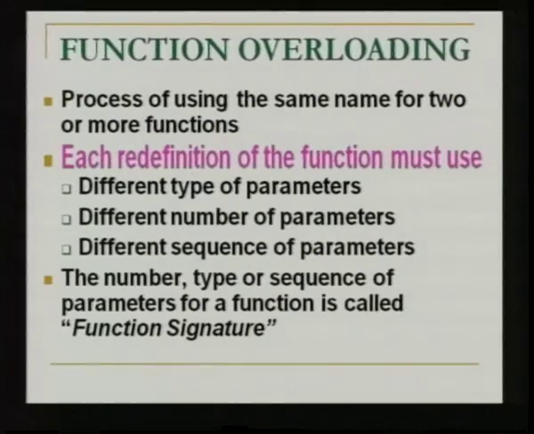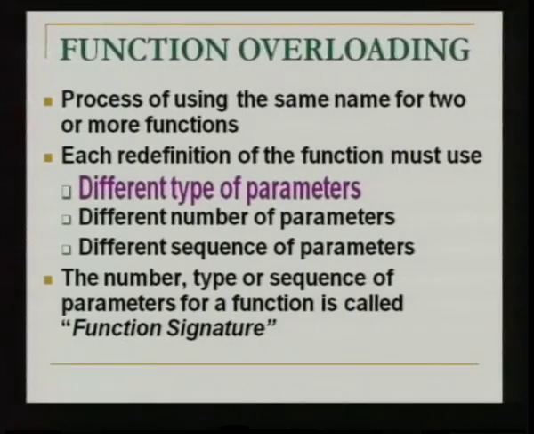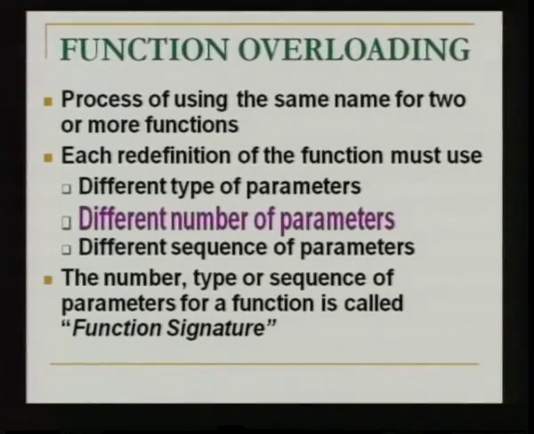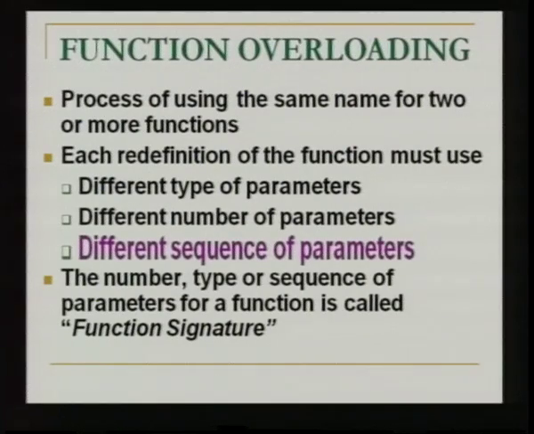And each redefinition of the function, that is, a function has the same name. So, when it is being defined again and again, when there are 2 functions you will have 2 definitions, 3 functions 3 definitions. So, how are we going to differentiate between these? It is done using the type of parameters. The functions will be different in the data type of the arguments that they hold or the number of parameters. One function will have only one argument, another function can have 2 or 3, or differ in the sequence in which the parameters are arranged in the function.